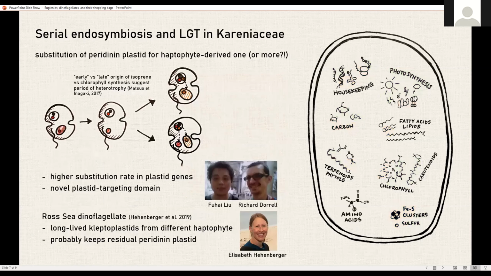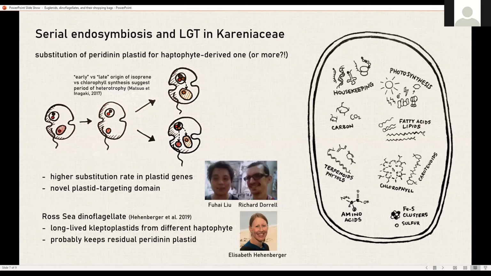In my current work, I moved my focus to dinoflagellates, another group of complex algae. And one dinoflagellate group, which I'm now interested in, are Kareniaceae, and they substituted their ancestral peridinin plastid by a new one from a haptophyte. And it is even possible that the residual peridinin-like plastid is still kept in these.